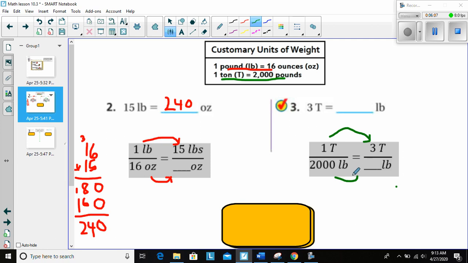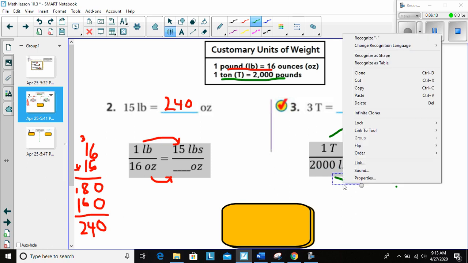Okay, so we're going to multiply by 3 on the bottom as well. And this one I can do mental math. 2,000 times 3. What is it, guys?